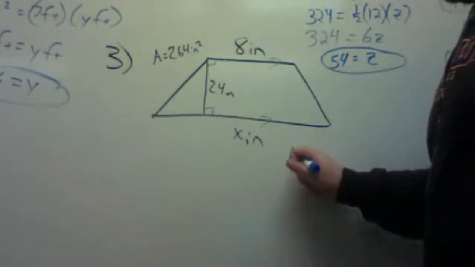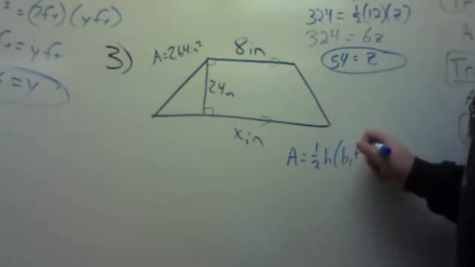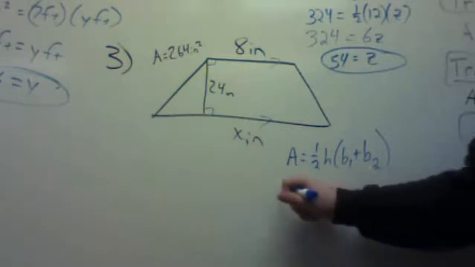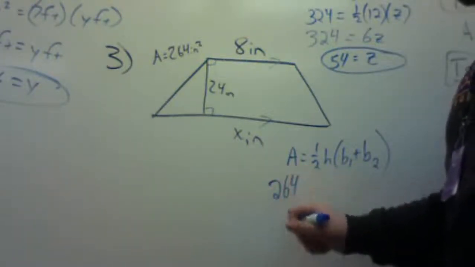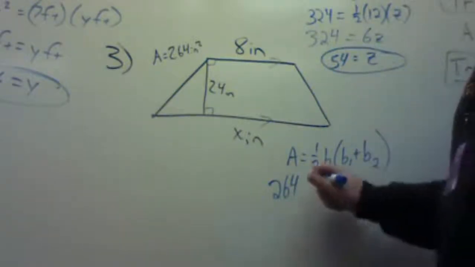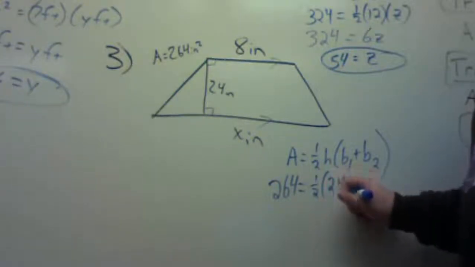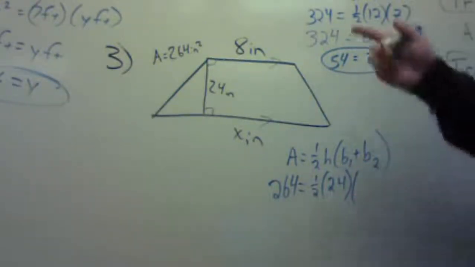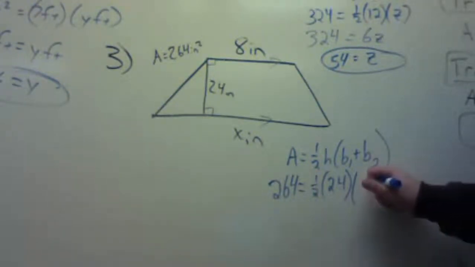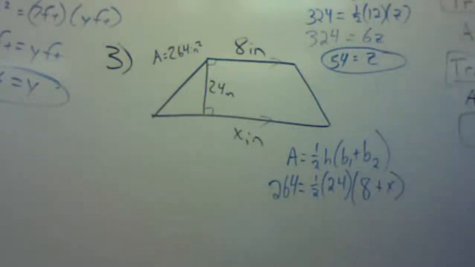So automatically write down the area equation. Area equals 1/2 height times base 1 plus base 2. I know the area over there is 264. Do I have to worry about units? Inches, inches, inches, inches. We're good to go. 1/2 times the height, 24, times base 1 plus base 2. Do I start with x or 8? Well, it doesn't matter, as long as I use both of them. 8 plus x, x plus 8 is going to be the same quantity. We're good to go.